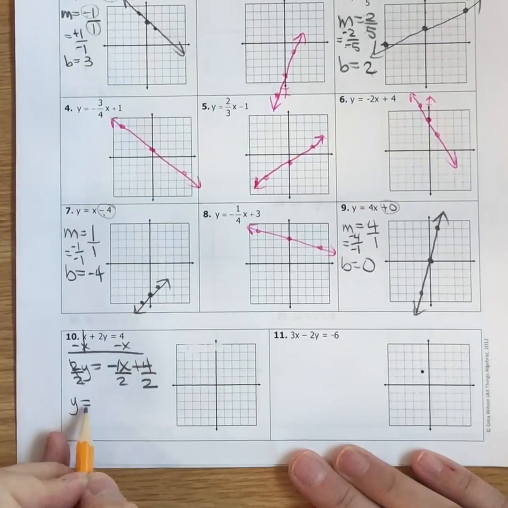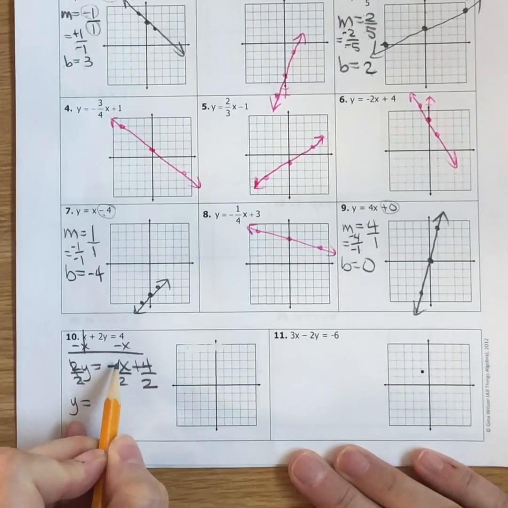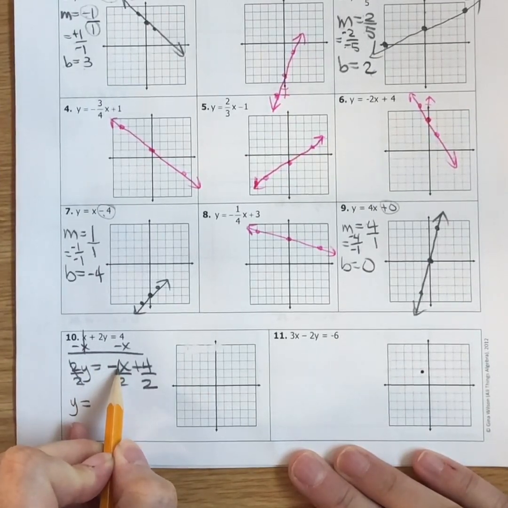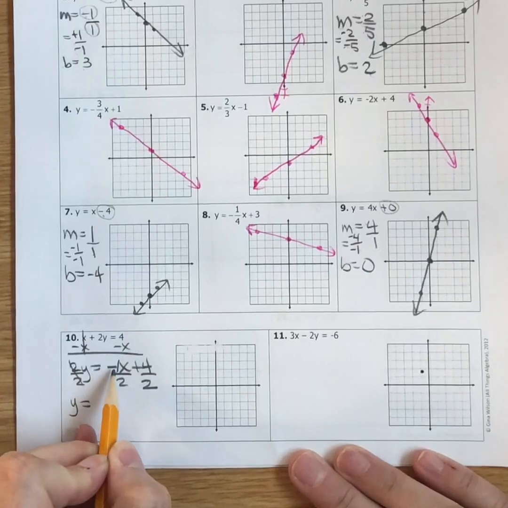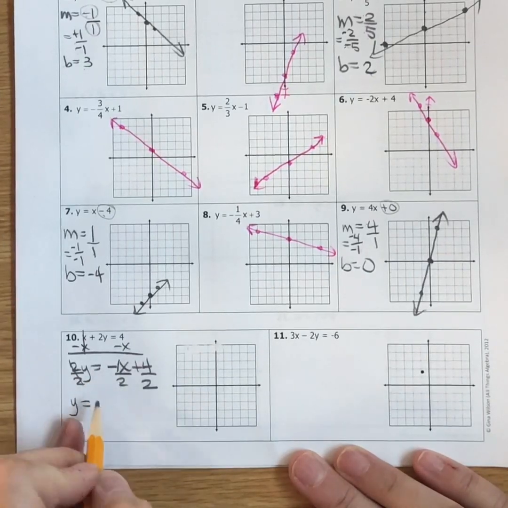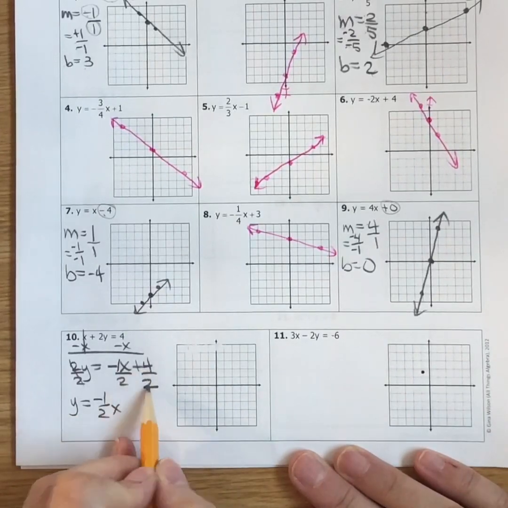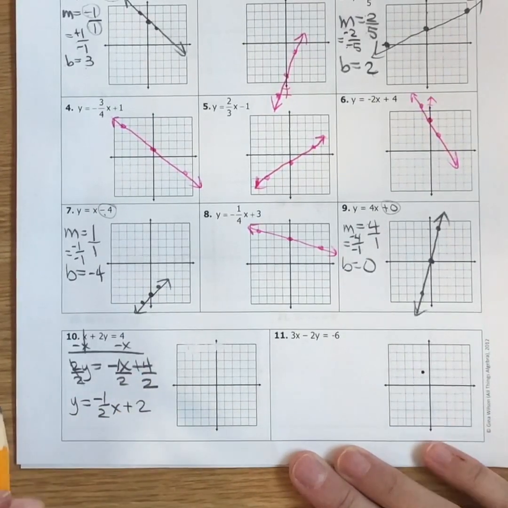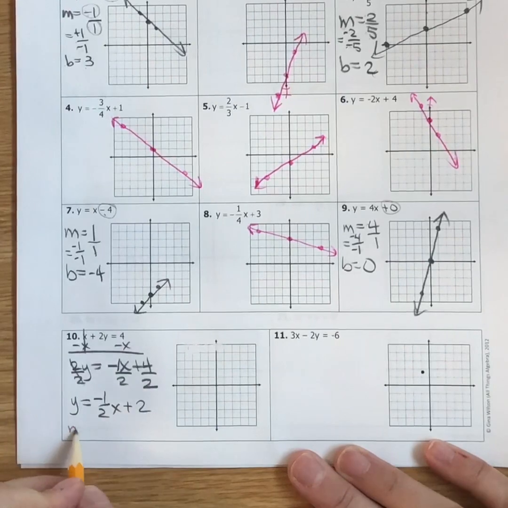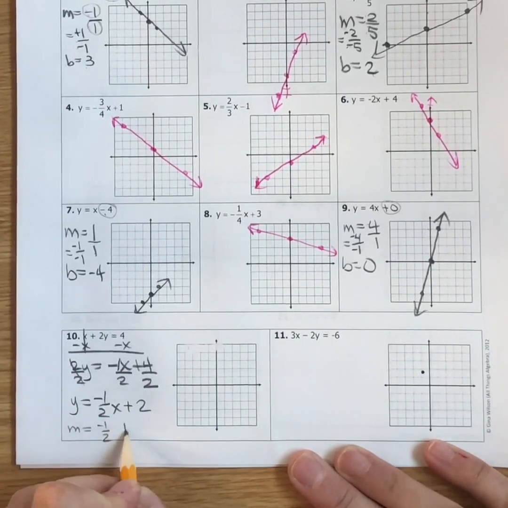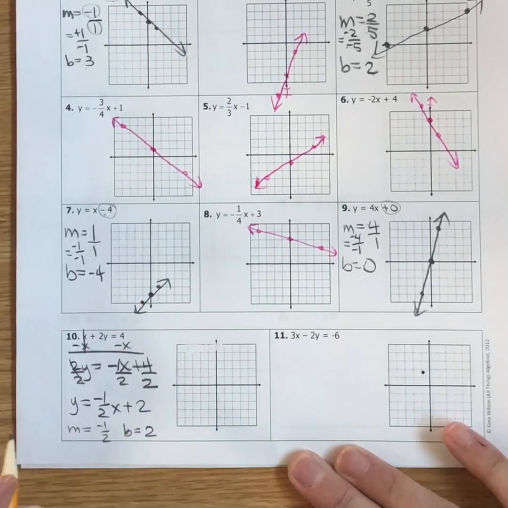So y equals, since we have negative x, that means negative 1x. And remember, we want the rise and the run for the slope, so it's negative 1/2 x. And then 4 over 2 just reduces to 2. So we know our slope is negative 1/2 and our y-intercept is 2.